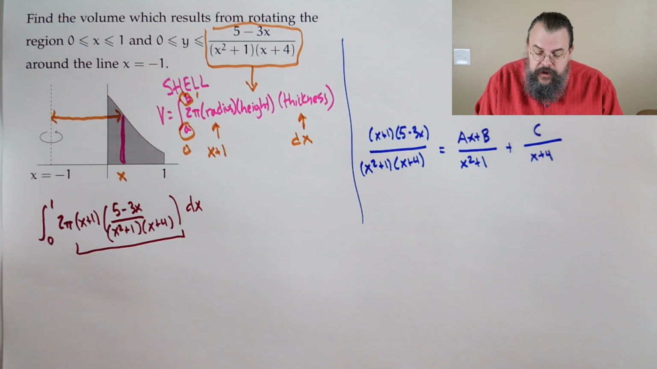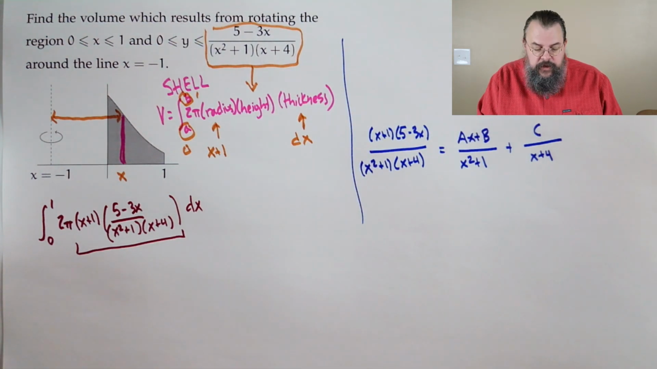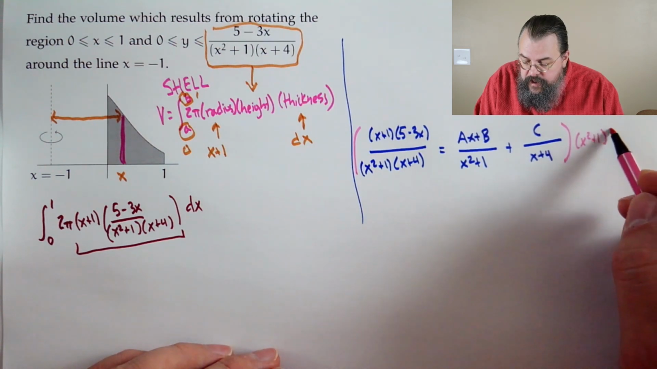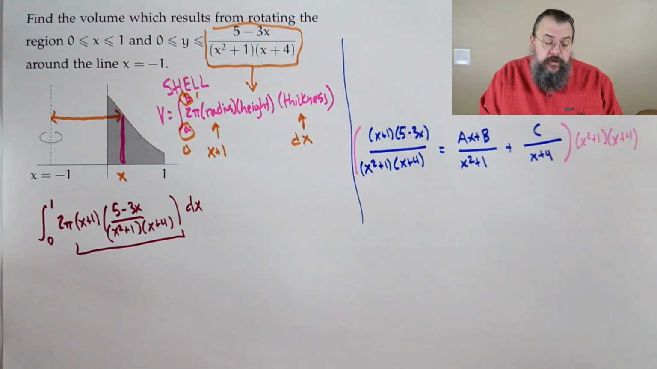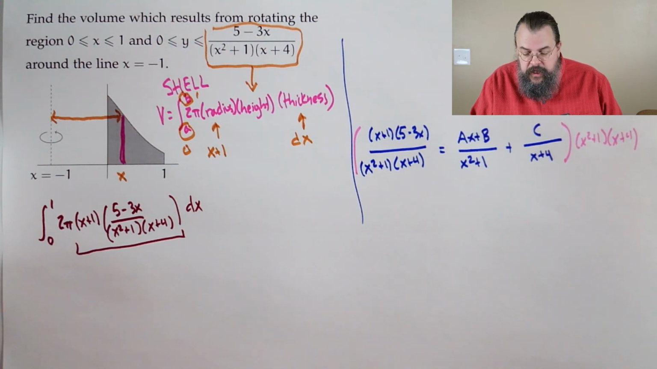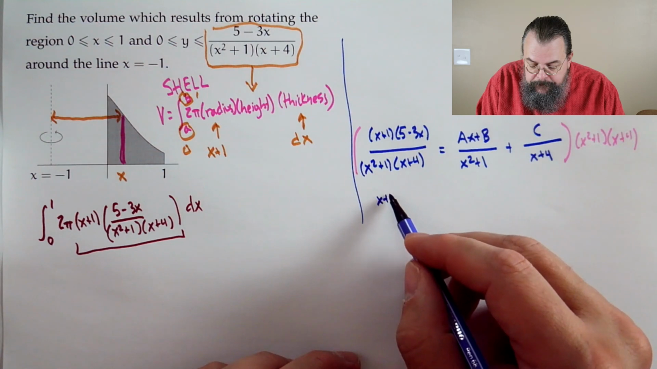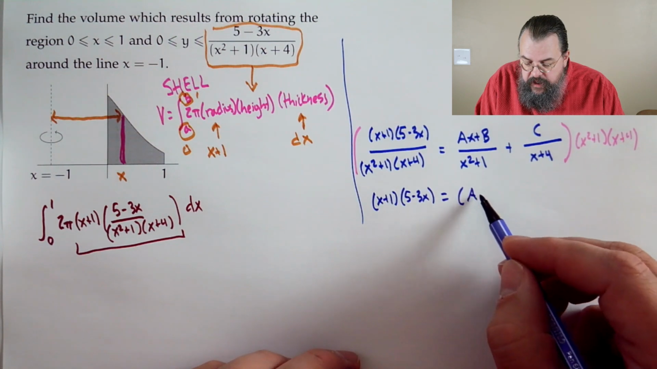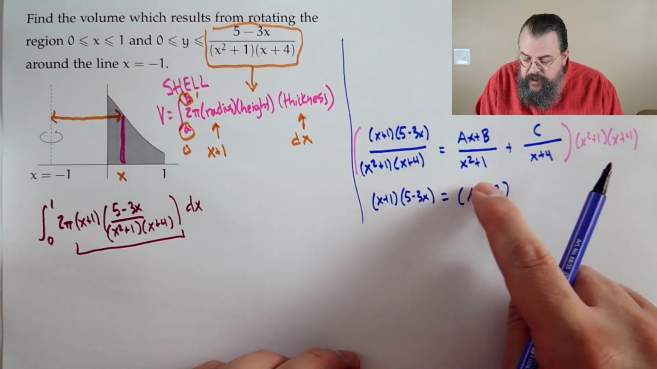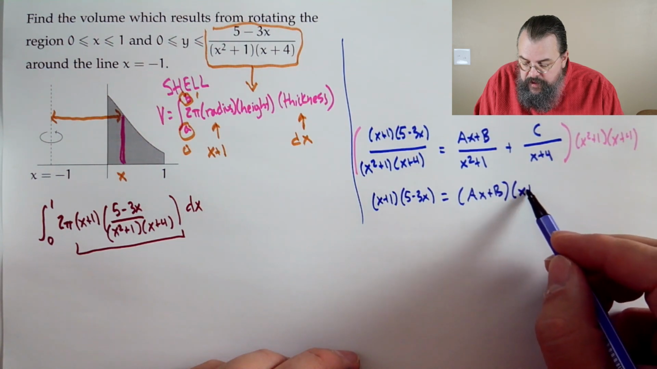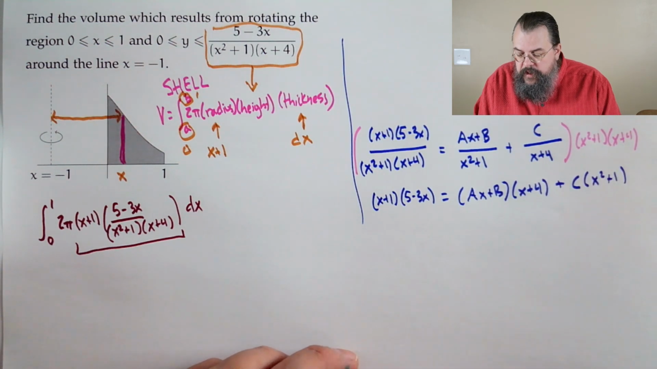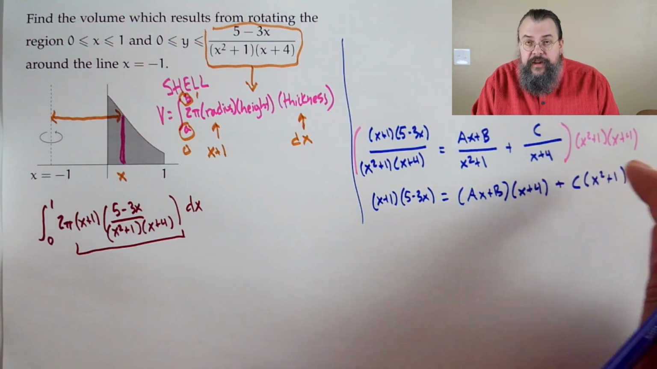Okay, now we proceed, as we often do, clear your denominator. So we're going to multiply everything by x squared plus 1 times x plus 4. And if we do that, what do we get? Well, we're going to get x plus 1 times 5 minus 3x equals ax plus b, and here the x squared plus 1's cancel, so times x plus 4, plus c times x squared plus 1. Okay, because the x plus 4 is canceled.